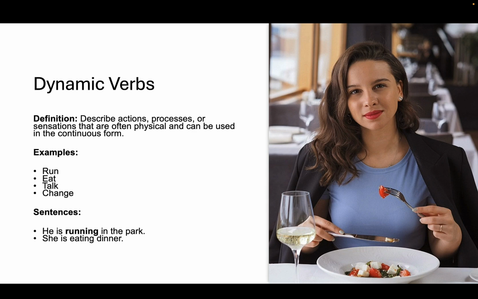What about this sentence? She is eating dinner. What do you think here? In this sentence, eating is the dynamic verb because it describes an action and is used in continuous form to show that the action is happening right now. As you can see, the dynamic verbs in these sentences are running and eating. They describe actions that are used in the continuous form to really indicate ongoing activities.